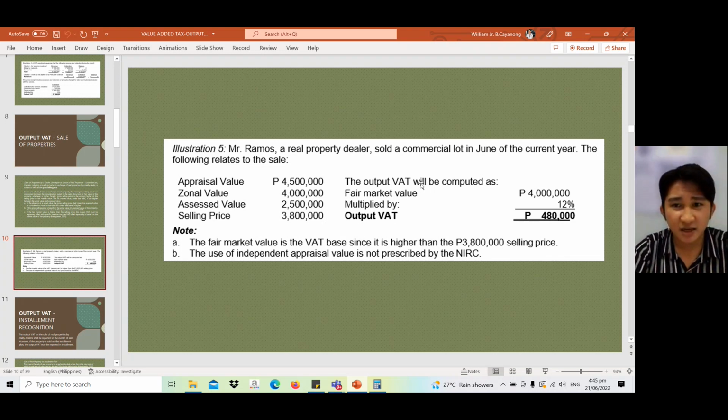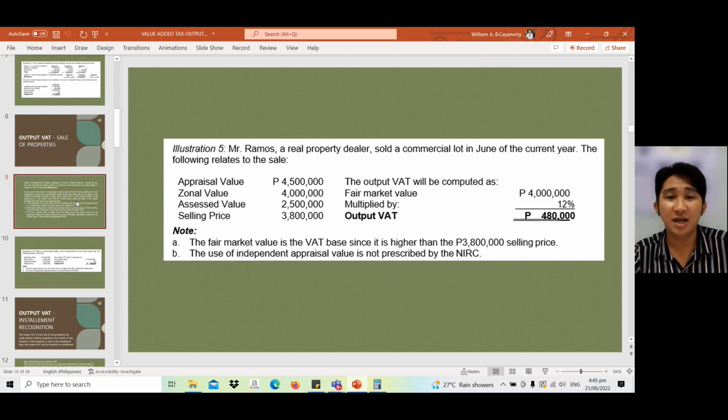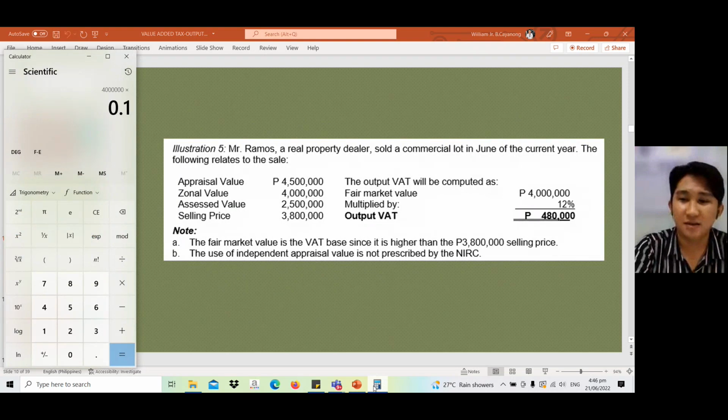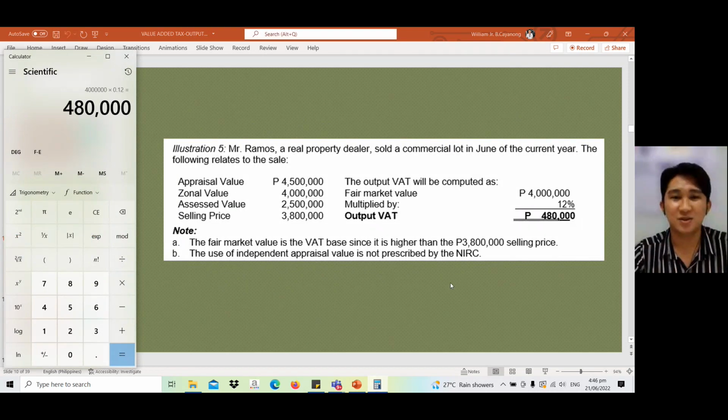So here, what is to be compared, let us first read the note. The fair market value is the VAT base since it is higher than the 3.8. Why is it higher than the 3.8? Because the selling price is 3.8 million, while our fair market value is higher than the assessed and the zonal. The zonal is higher. So our fair market value now is 4 million. So we compare it to the selling price of 3.8. The 4 million is really higher. That is why it becomes our gross selling price. So that's 4 million times 12 percent. Our answer is 480,000 pesos.